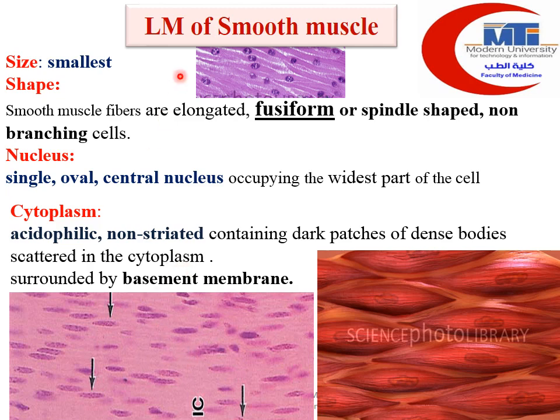Again, the light microscope of smooth muscles. 1. Size: smallest. 2. Shape: smooth muscle fibers are elongated, fusiform, spindle shape, non-branching cells. Nucleus: single, oval, central nucleus, occupying the widest part of the cells. Cytoplasm of smooth muscle: acidophilic, non-striated, containing dark patches of dense bodies scattered in the cytoplasm, surrounded by basement membrane.